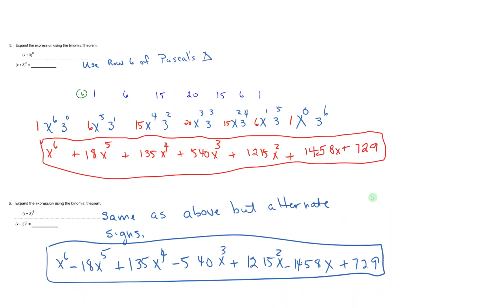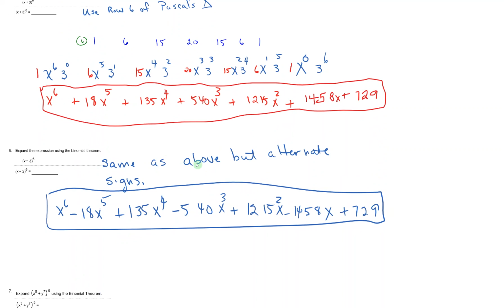All right, number 6, x minus 3 to the 6th. That's the same terms, but because it's got a minus, you will alternate the terms. So just know that if you have a minus there in that position, you're going to start out positive if it's to the 6th, and then you're going to alternate signs.